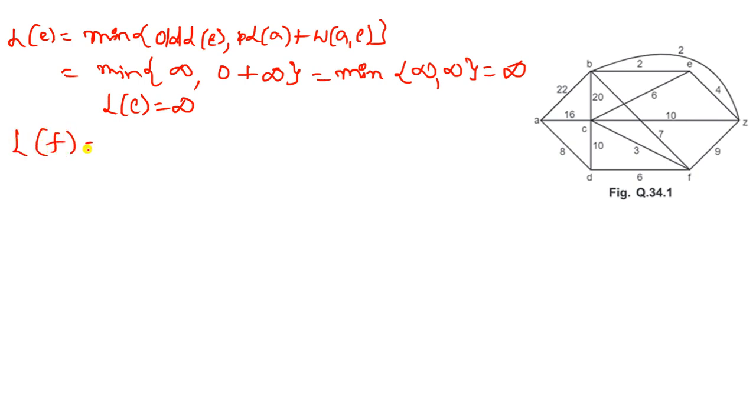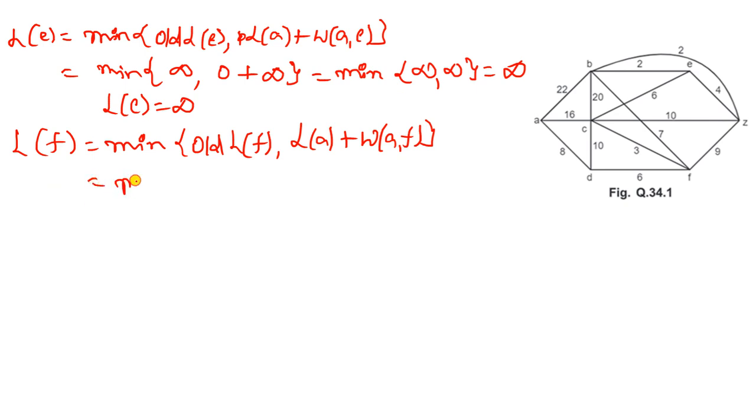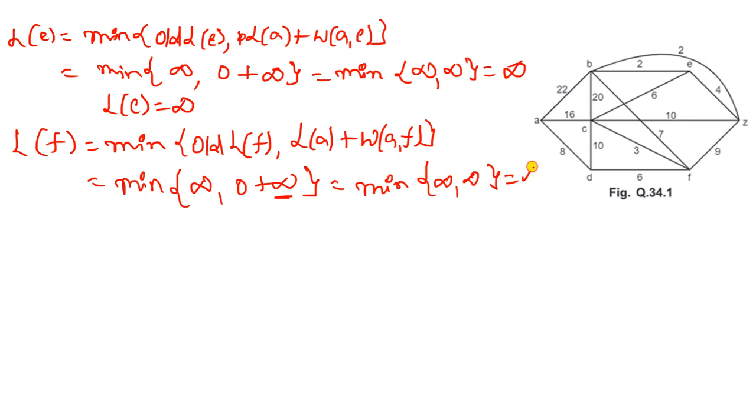Now check L of F. Then minimum of old L of F value comma L of A plus weight A comma F. So same step, because there is no edge between A to E, A to F, A to Z. Because there is no path between A to F, that is why here infinity. So similarly minimum of infinity comma infinity, then we will get infinity, and the old label value L of F will be infinity only.